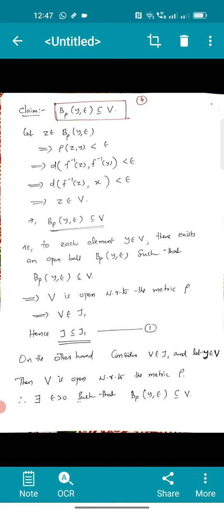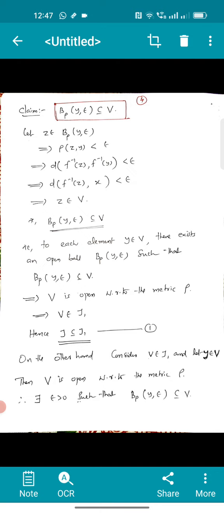That is, to each element y in V, there exists an open ball B_ρ(y, ε) such that B_ρ(y, ε) is a subset or equal to V. This implies V is open with respect to the metric d, or V is an element of τ1, or we conclude that τ is a subset or equal to τ1. That is the first result.